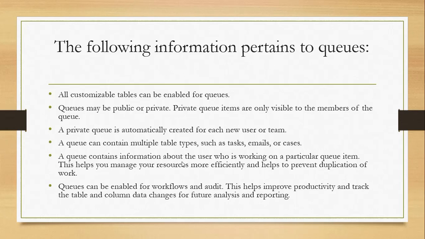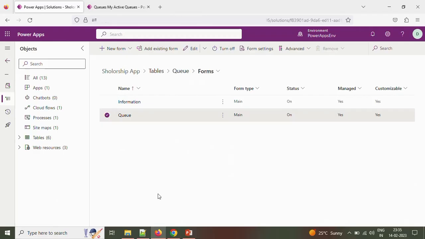Queues can be enabled for workflow and audit. This helps to improve productivity and track table and column data changes for future analysis and reporting. So if you observe here in the solution, I have included the queue tables. This is the previous solution. We were working with the scholarship app. In this one, I added two tables, queues and queue items.